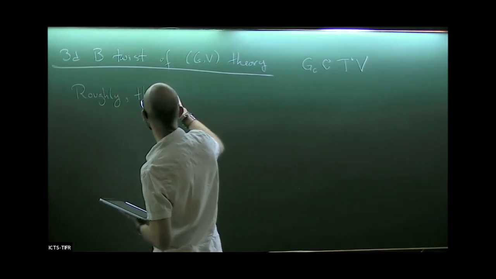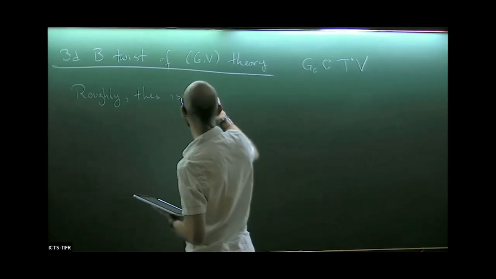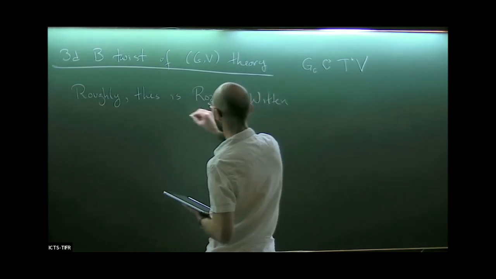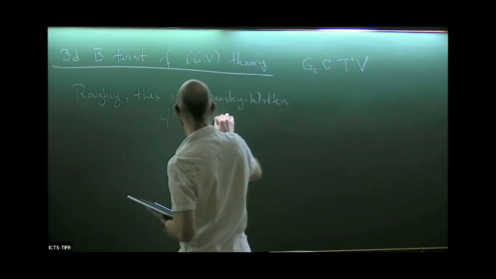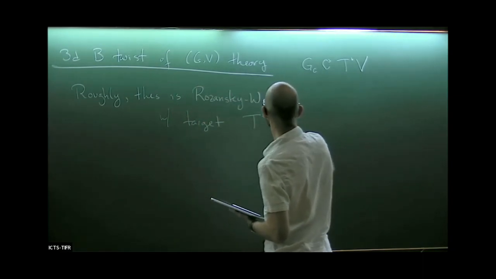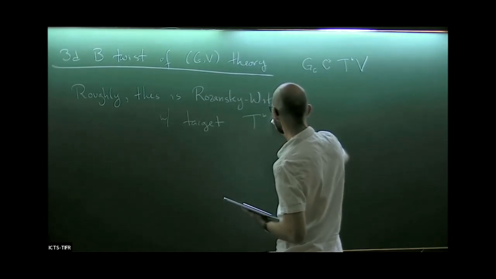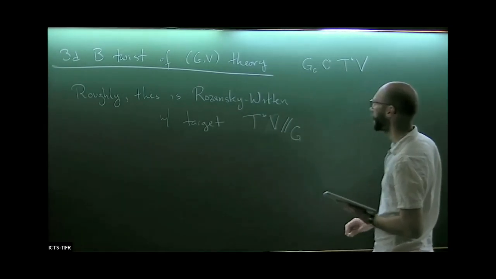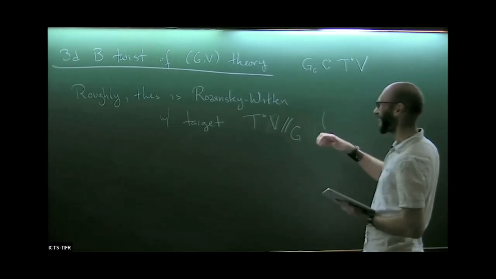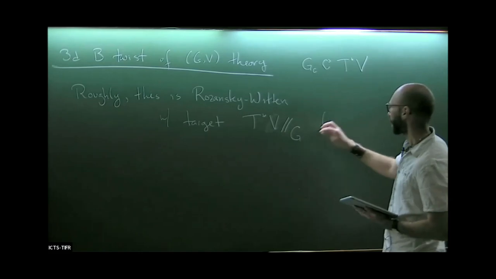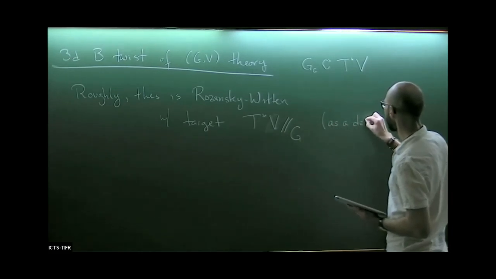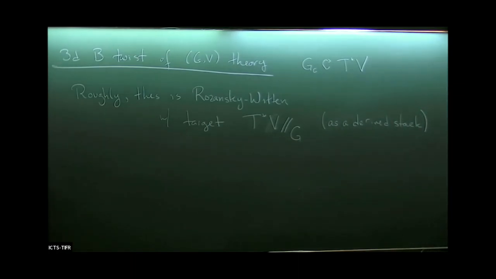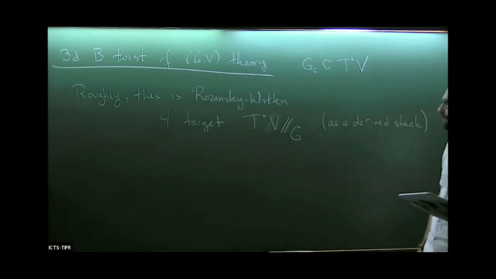The 3D theory can be thought of as Rozansky-Witten theory with target T star V symplectically reduced by the reductive group G. If you actually want to get sensible results out of this, you need to think of this as a derived stack, and push through some machinery in derived algebraic geometry and get reasonable answers.